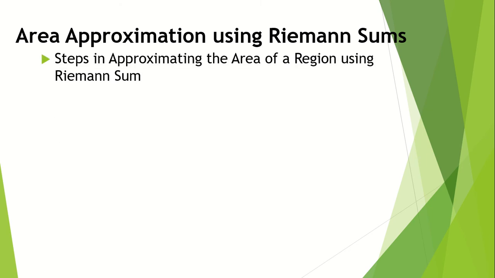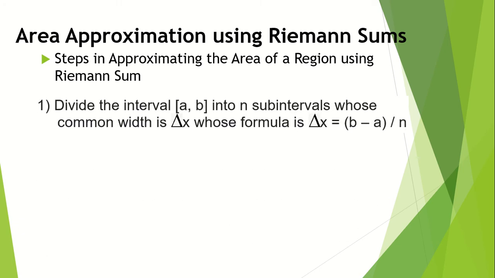Area approximation using Riemann sums. There are steps in approximating the area of the region using a Riemann sum, but we can solve the answer exactly using definite integrals. First step, we divide the closed interval [a, b] into n subintervals whose common width is delta x.